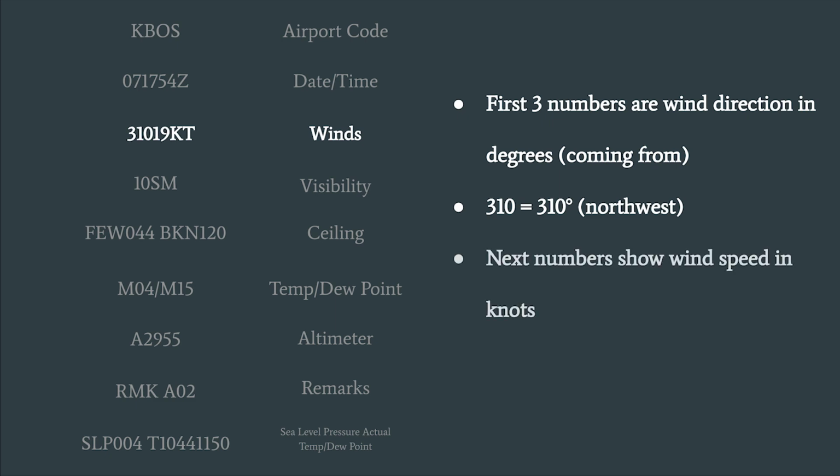The next set of numbers tells us the wind speed. In this case, they were at 19 knots. So 19 KT. KT stands for knots. Sometimes you'll see a G involved in here with another set of numbers. That just tells us that the winds are gusting, and we'll cover a few examples of that later on.